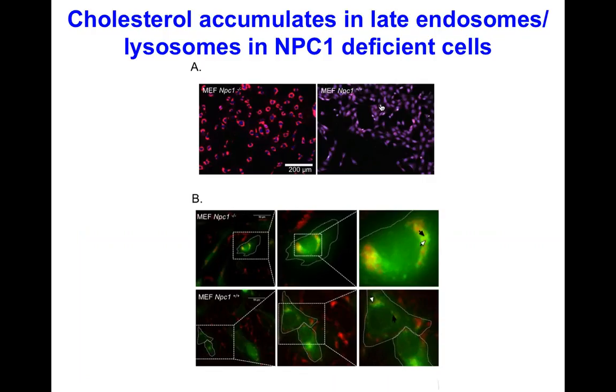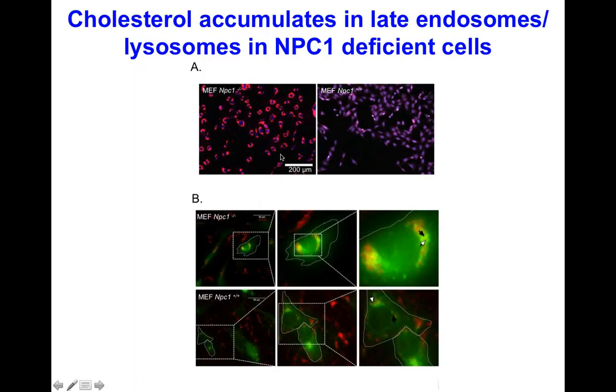This work was done by my postdoc who has joined me here, Dr. Anna Brown. Initially, we just utilized the NPC1 knockout cells, and the red stain is Filipin that stains cholesterol that is accumulated inside the cell. Wild type cells have no cholesterol; blue is the nucleus. In the knockout, you start to see a very large amount of accumulation of the cholesterol inside the cells.